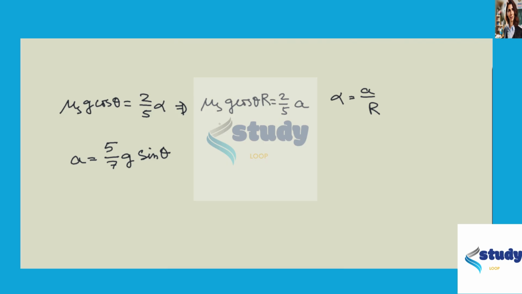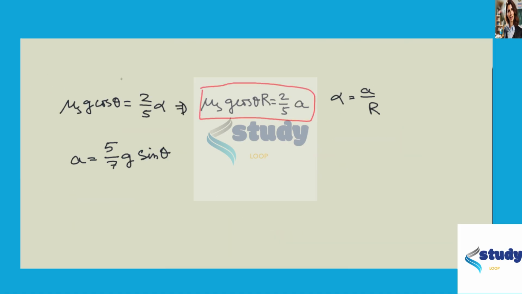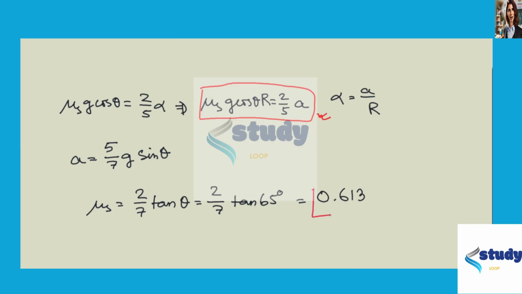So we have one equation over here, and another equation over here. If we solve for these two equations, we get alpha, and of course we can solve for mu s as well, because we have two unknowns and two equations. So mu s will be 2 over 7 tan theta, which is equal to 2 over 7 tan 65 degrees, which is 0.613. So that's the coefficient of friction when the ball is a solid sphere.